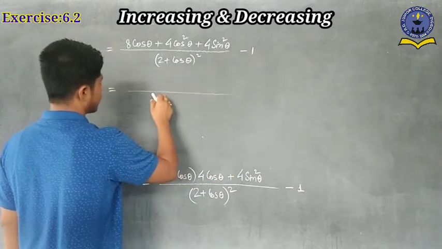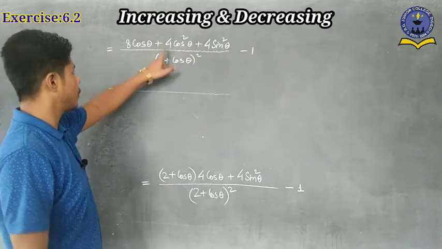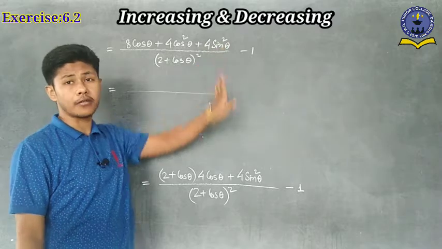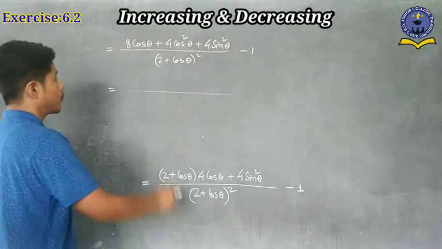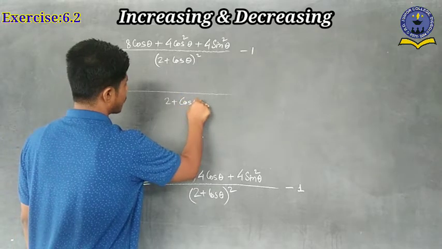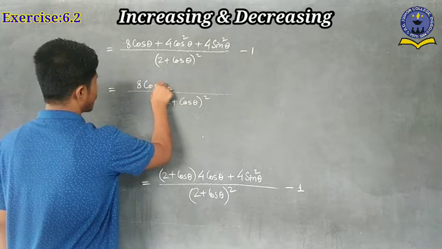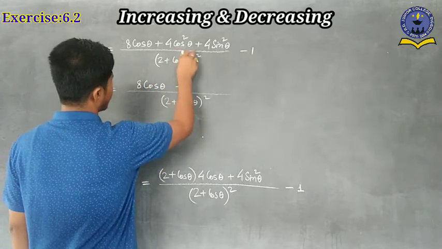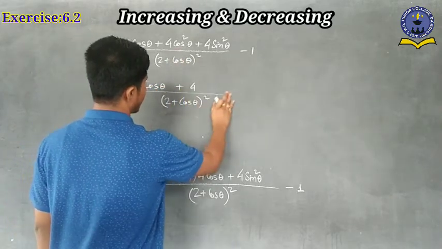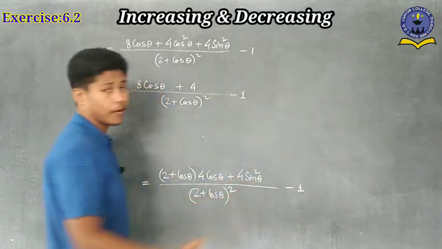So now after getting this, before we take LCM, you see 4 is common. If we take 4 common, then cos square theta plus sin square theta remains. Cos square theta plus sin square theta means 1. So ultimately we get 2 plus cos theta whole square. This one is 8 cos theta, and plus 4 common, so we just write 4 here. Is it clear? Then the next one is minus of 1. I think all of you understood this.